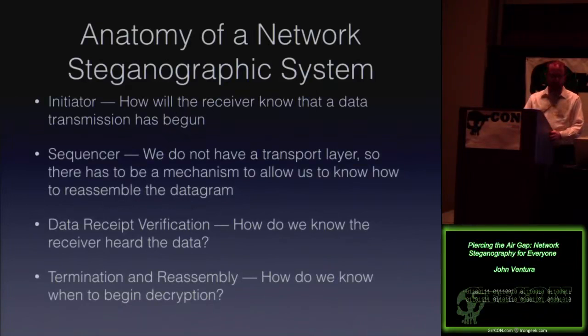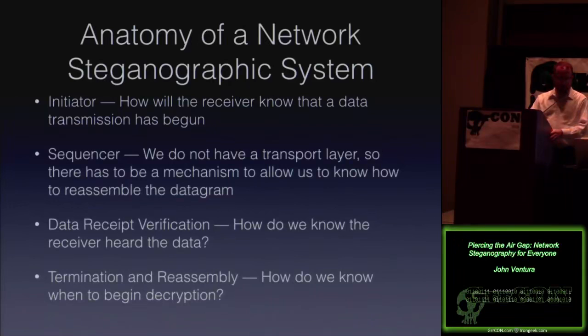In both these cases, the solutions that we chose more or less piggybacked on what was already there. The data receipt verification for ICMP was a simple echo response. Once we get that echo response, we know that the data that we just sent was received successfully. And we use the ACKs within a TCP data stream as acknowledgement packets. They're actually doing what they're supposed to do, but not necessarily in the way that their designers intended.